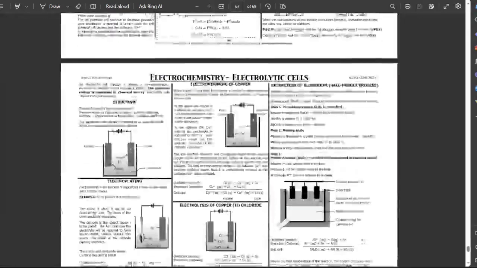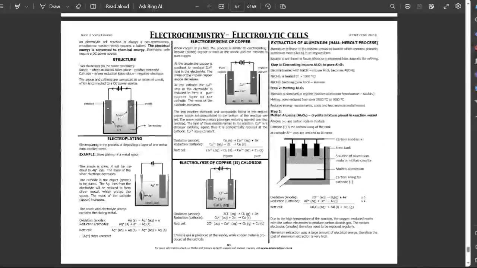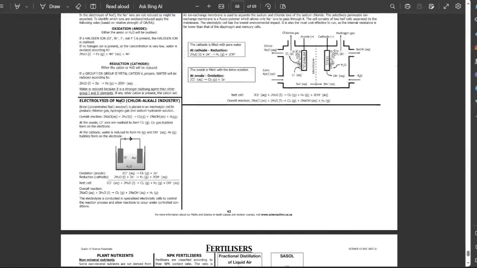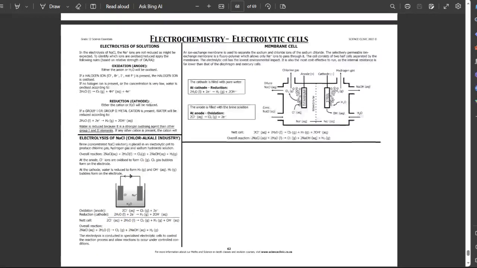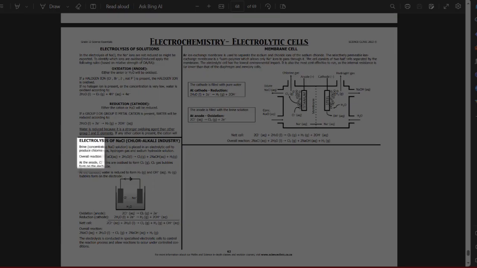And over here, I'd like to look at the electrolysis of copper chloride, as well as, I believe it is here, the electrolysis of sodium chloride. Now, the chloralkali industry is not examinable. Specifically, this membrane cell is not examinable. You do not need to know this. But the electrolysis of sodium chloride is still something that we need to be able to do, right? So I'd like us just to pause here on this electrolysis of sodium chloride. I'm going to copy it over for us.